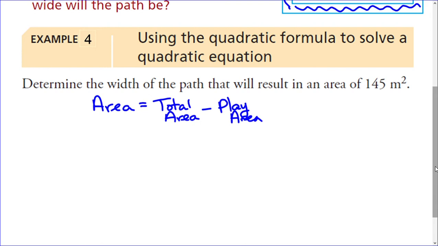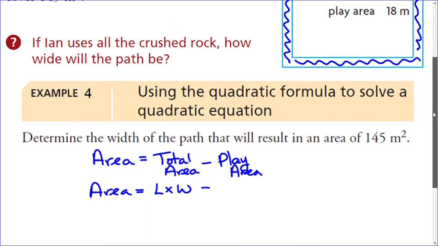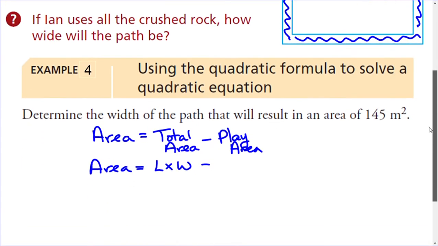So the total area is really just length times width. And the play area is also length times width, but we're given those numbers. The play area is 24 by 18.